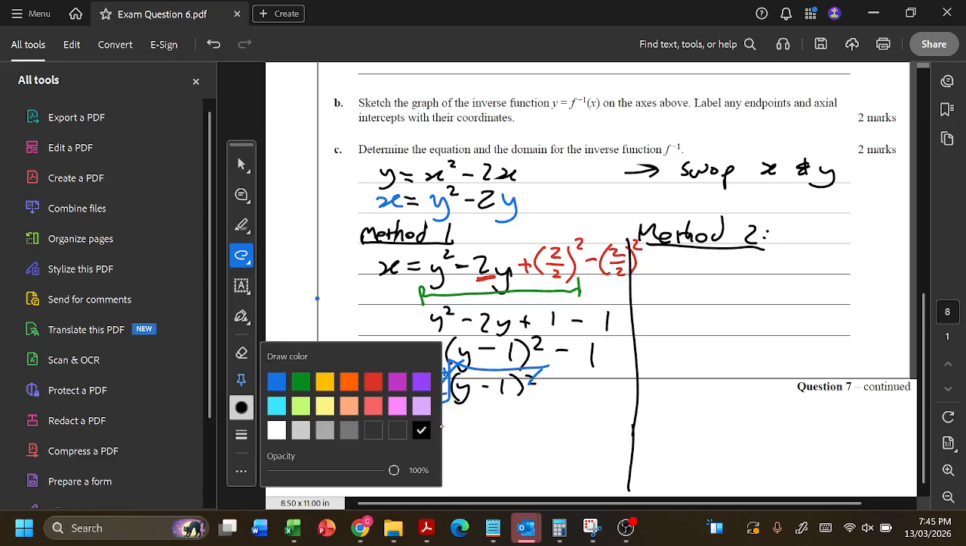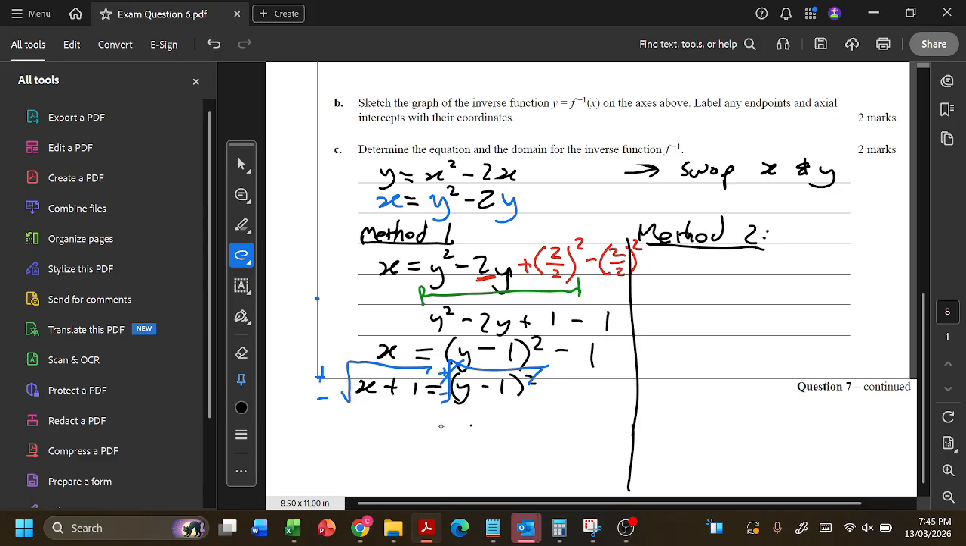And this equation just becomes y minus 1 is equal to plus or minus the square root of x plus 1. And finally, we can add 1 to both sides to find that y is equal to 1 plus or minus the square root of x plus 1. And now we need to just decide, is it the plus or is it the minus, right?